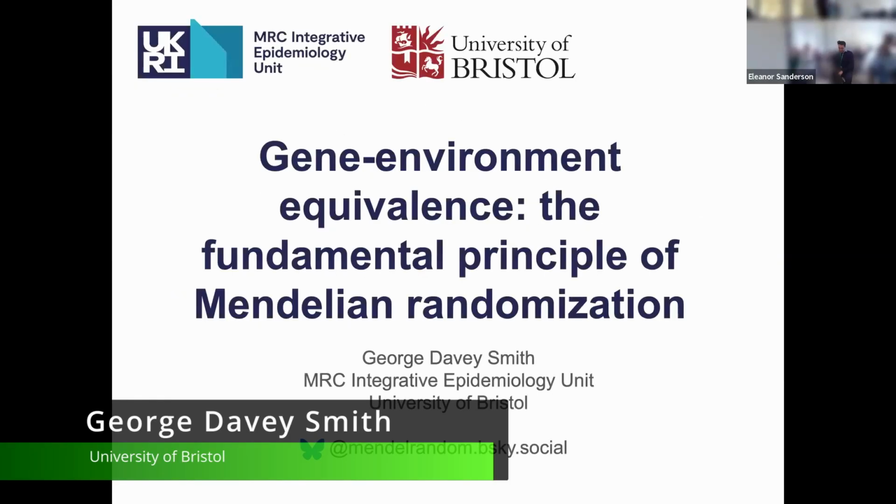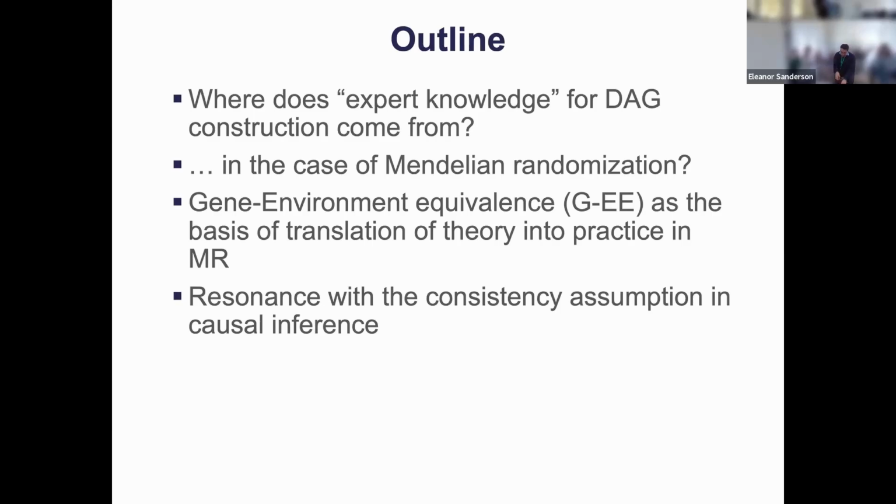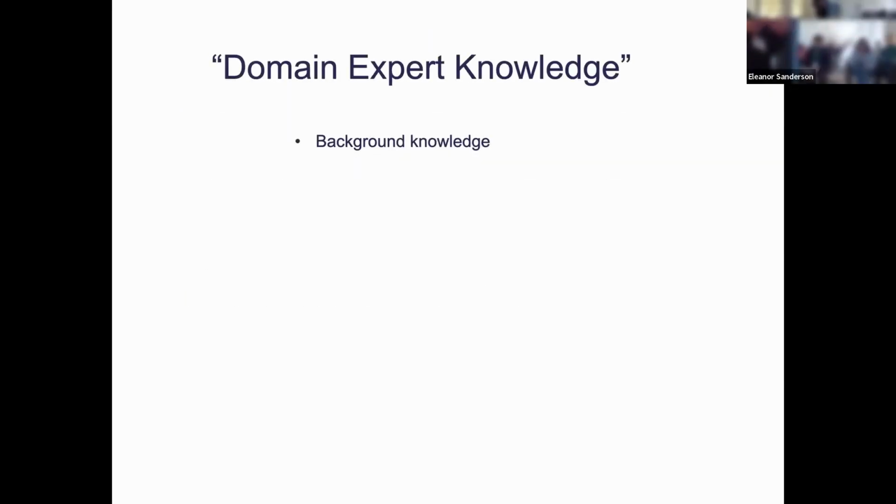I'm going to talk briefly about the notion of expert knowledge in causal inference. That's always what is said to be required for the construction of DAGs, and I'm going to discuss where that comes from, in the case of MR, and then the gene-environment equivalence as the basis of this, and then link it to the consistency assumption more generally in causal inference.